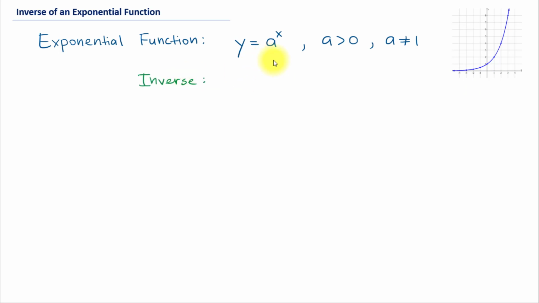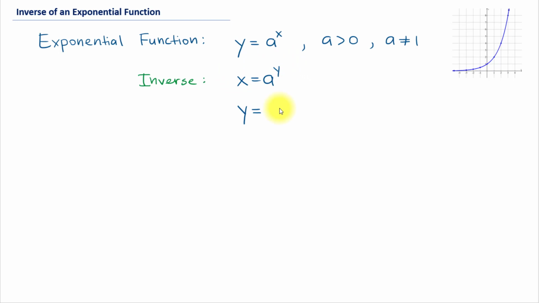Remember that to find the inverse of the function, we simply have to interchange x and y. That means that the inverse will look like this: x equals a to the power y. And a lot of times when we have to find the inverse of a function, we want to put the function in a form where y is by itself. But how do we get y by itself from this expression? If you think of any basic algebraic operations, none of them are going to work.